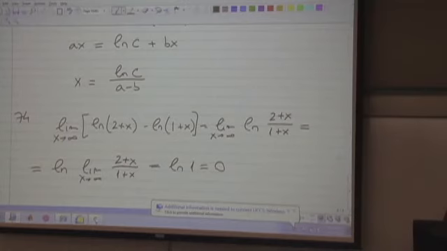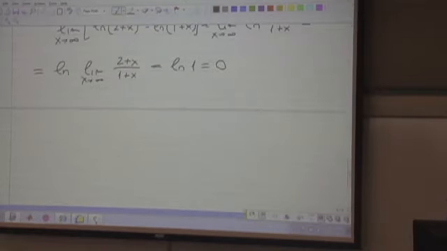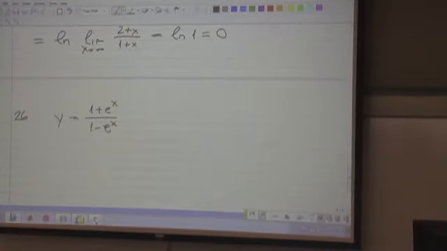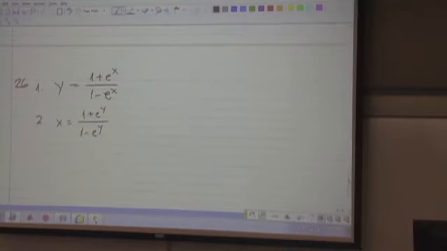26 from where? 3.2. Okay, so y is equal to 1 plus e to the x divided by 1 minus e to the x. And we're supposed to solve to find the inverse. So this was step 1. Step 2 says x equals 1 plus e to the y divided by 1 minus e to the y. And step 3 was solve for y. So first things first, we have x times 1 minus e to the y is equal to 1 plus e to the y.